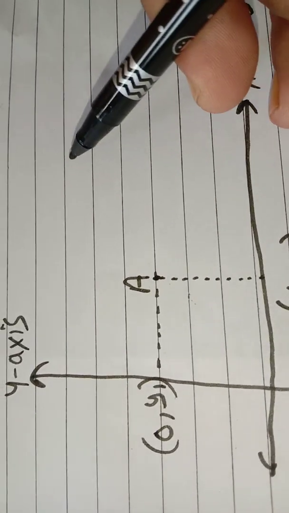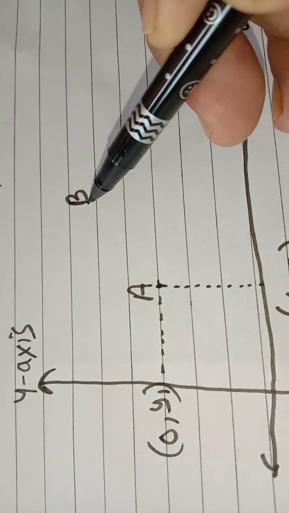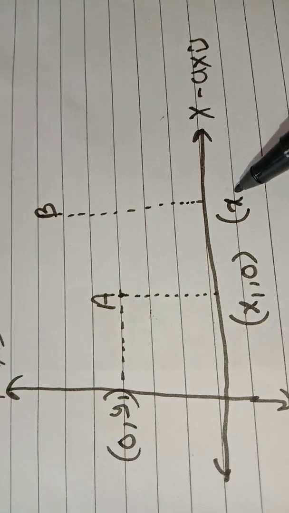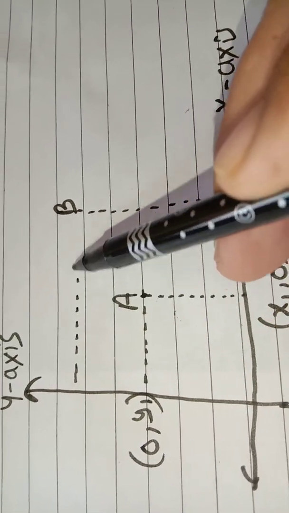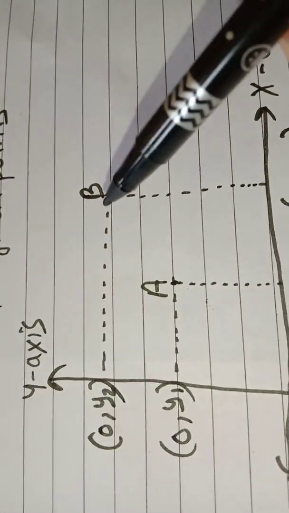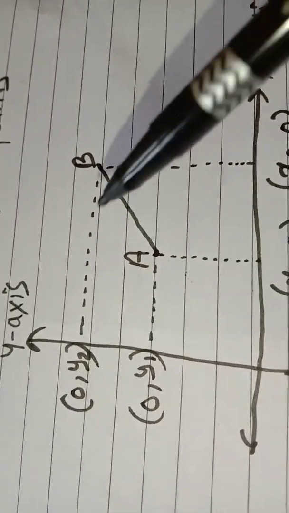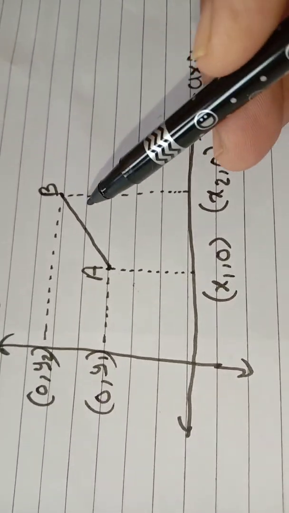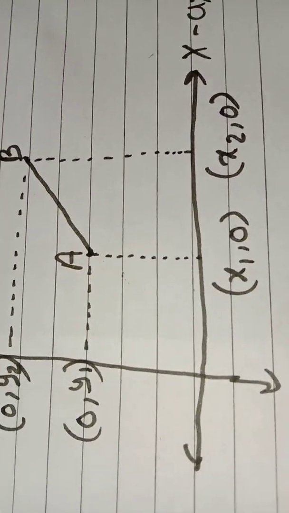And suppose another point is B somewhere. Now the coordinates of B on the x-axis will be x2, 0, and the coordinates of B on the y-axis are 0, y2. If we have to find the distance between A and B, okay, how much distance is given between A and B, so we will find it using what? Distance formula. So we are going to derive it now.